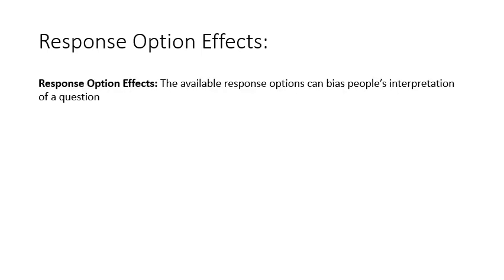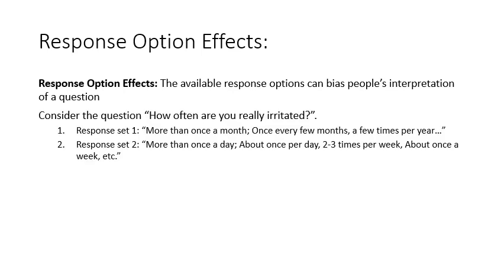And then we also have response option effects. So response options are the scaling that you're using to generate your answers. So the available response options can bias people's interpretation of a question. So consider this question, another example from your book. How often are you really irritated? First, let's consider that you put down this response set. More than once a month, once every few months, a few times per year. And now think of response set 2: more than once a day, about once a day, 2 to 3 times a week, about once a week.